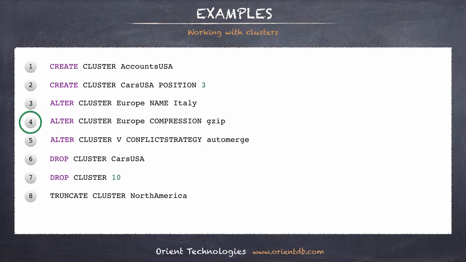4 modifies the Europe cluster to have automatic gzip compression. 5 updates the V cluster to have an auto-merge conflict strategy. 6 removes the Cars USA cluster altogether. 7 drops the cluster with ID 10, and 8 truncates all of the records from the North America cluster.